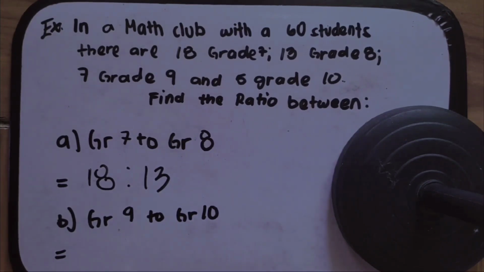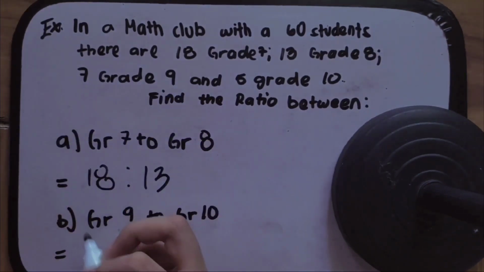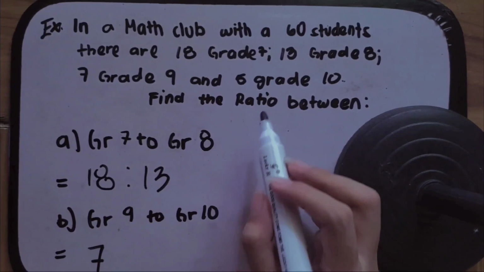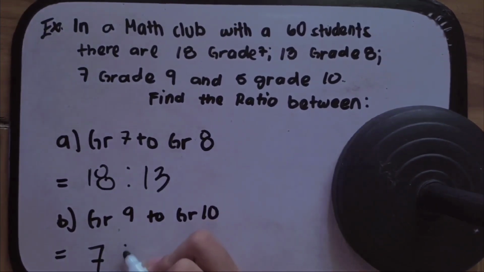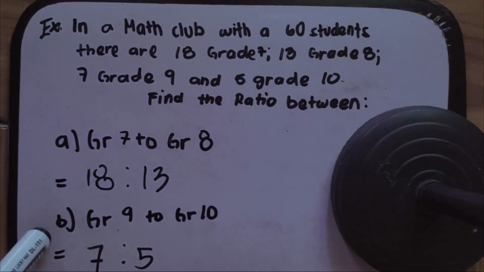Sumunod naman ay letter B. Ilan ang meron sa grade 9? Sabi dito, 7. Sa grade 10, 5. So therefore, there are 7 to 5 sa letter B.